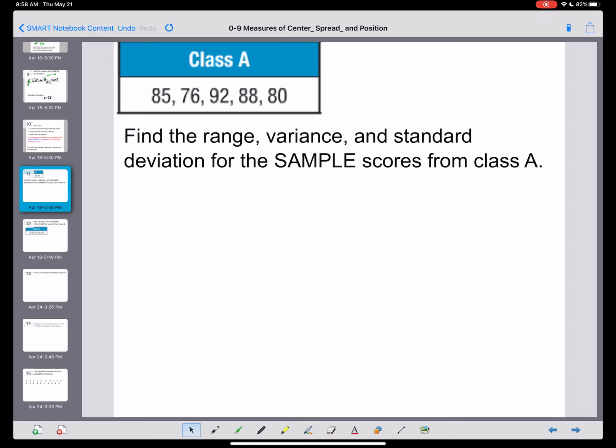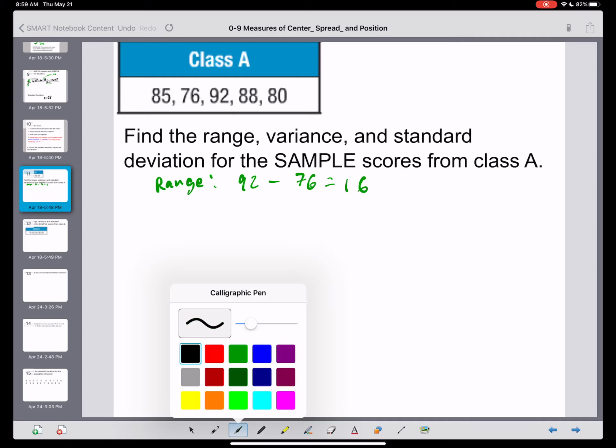So here, find the range, variance, and standard deviation for the sample from class A, okay? So the first thing I'm going to do is find the range. That should be really simple. The biggest number is 92 minus the smallest number, which is 76, so the range is 16. It's the spread, right?